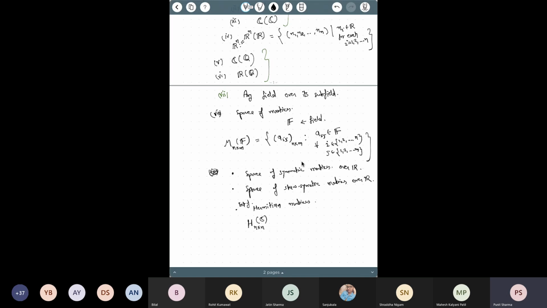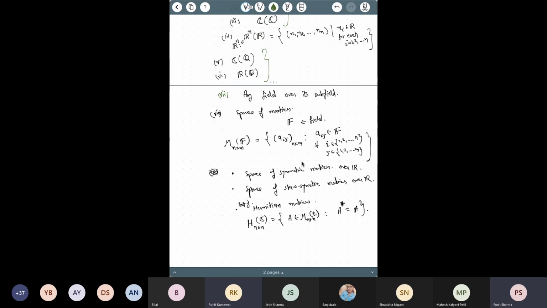So this is the collection of all matrices of size n cross n such that A star, we will denote it by star, the complex conjugate transpose, A star is equal to A. This is what you are saying. Okay. So is it a vector space? No, sir. It's over C. It's over R, sir. Yeah. So this set is not a vector space.